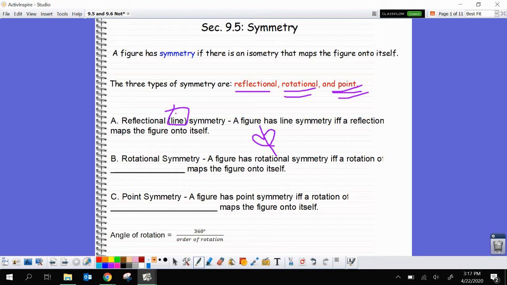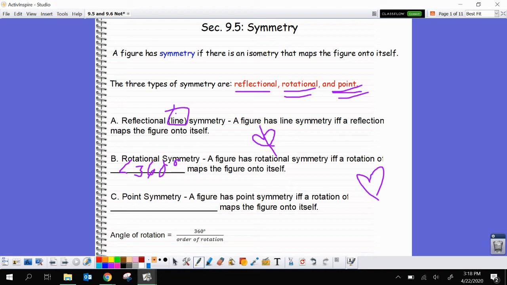Rotational symmetry is going to be a figure that if you rotate it, it maps the figure onto itself if it is a turn of less than 360. Because anything that you turn 360 degrees is going to be the same exact thing. But let's say we take that heart, for instance. Any way I rotate that heart, it's never going to look exactly the same until it goes all the way around. And so, for instance, a heart is not going to have rotational symmetry because it takes 360 degrees for it to look the way it does right now.